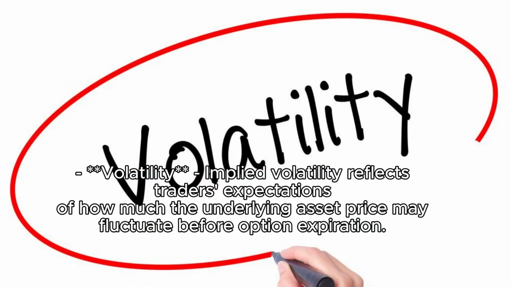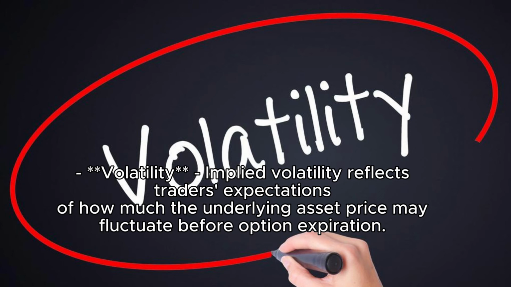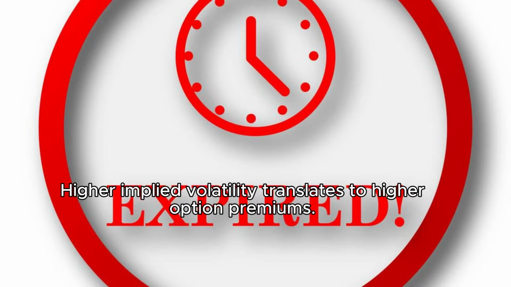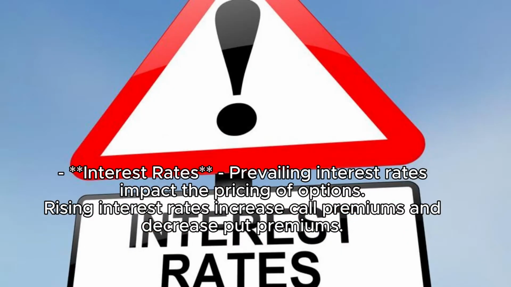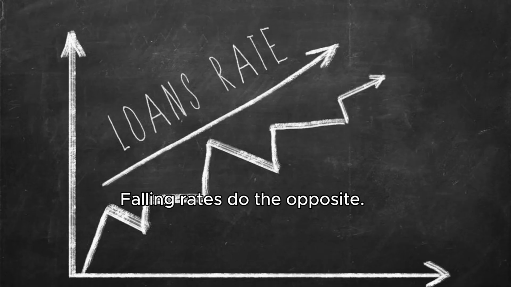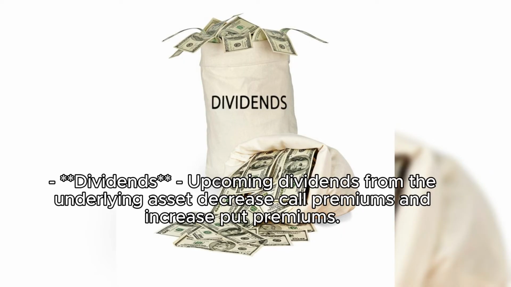Volatility. Implied volatility reflects traders' expectations of how much the underlying asset price may fluctuate before option expiration. Higher implied volatility translates to higher option premiums. Interest rates. Prevailing interest rates impact the pricing of options. Rising interest rates increase call premiums and decrease put premiums. Falling rates do the opposite. Dividends. Upcoming dividends from the underlying asset decrease call premiums and increase put premiums.